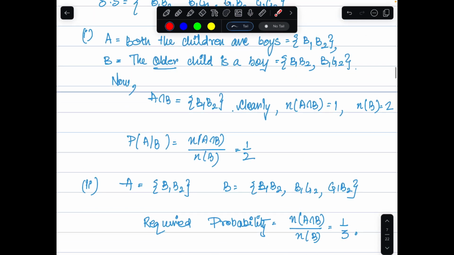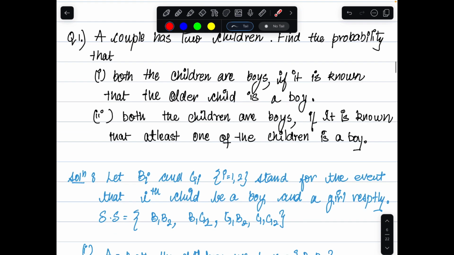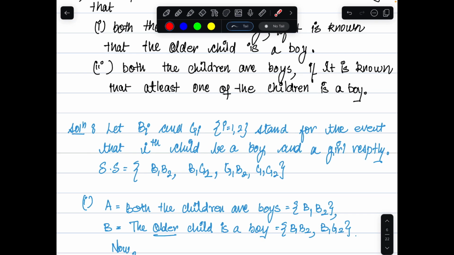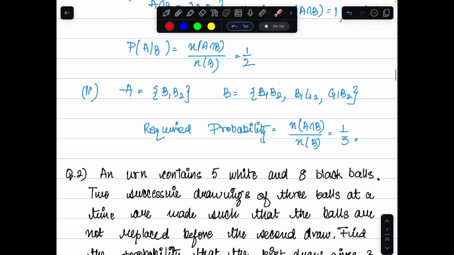So my A remains the same, both the children are boys. That means B1, B2. At least one of them should be a boy. So here one of them is a boy, here also one of them is a boy, here also one of them is a boy. Now same thing will happen. A intersection B is only one element, so 1. And n of B is what? 3. So 1 by 3. I hope this question is making sense. The only reason we are taking B1, B2, G1, G2 is here order matters. Older, younger concept is coming, and that's why we are supposed to take it this way.